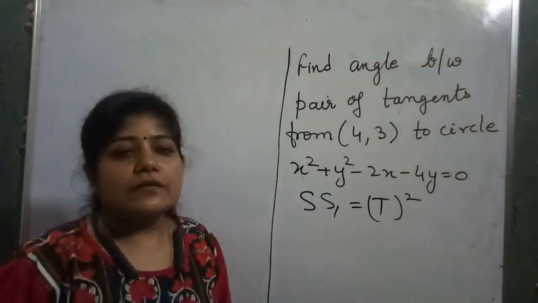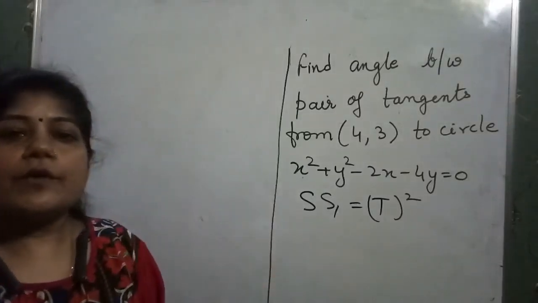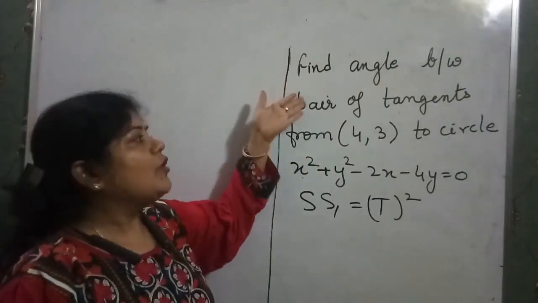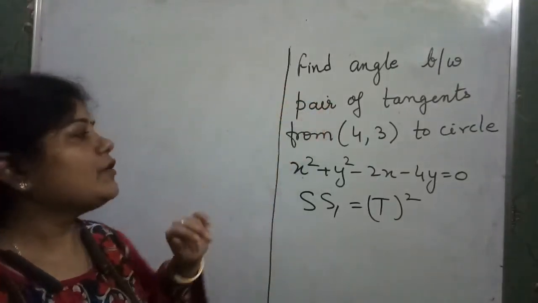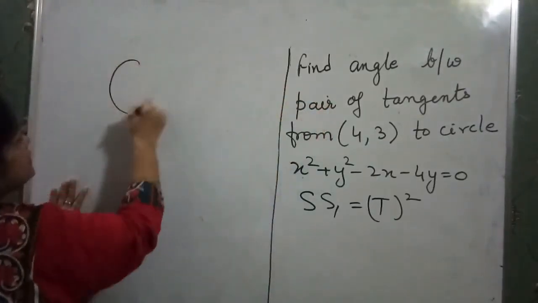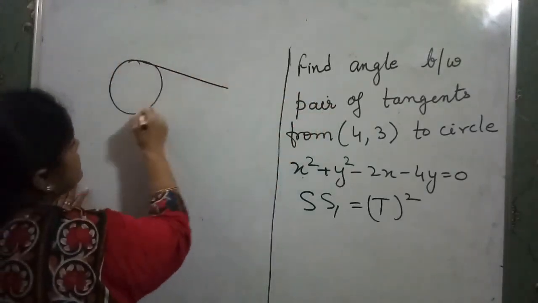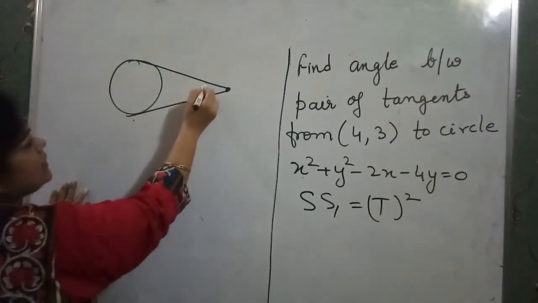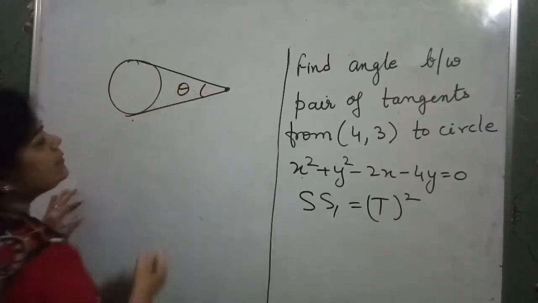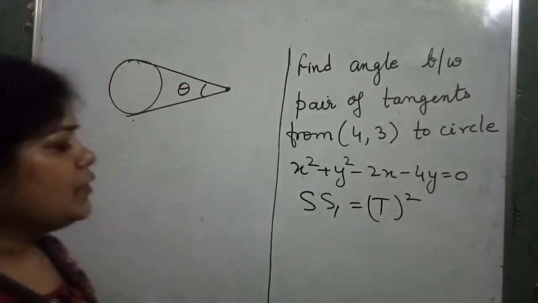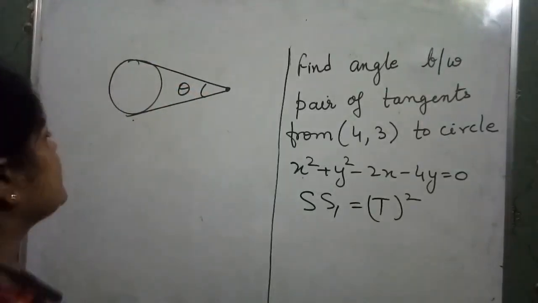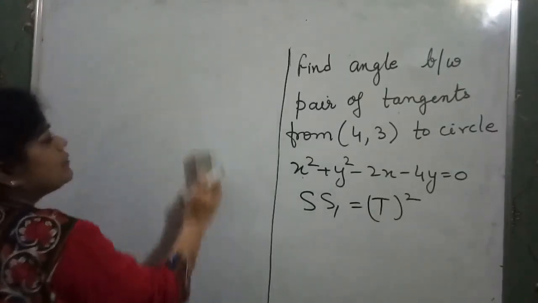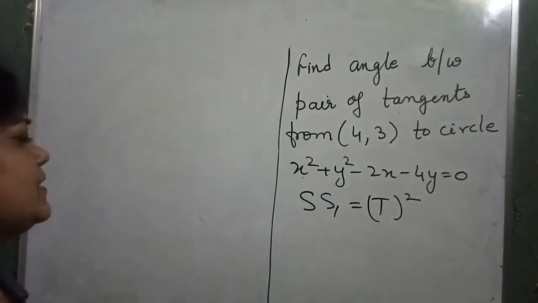As I told you earlier how to find the equation of tangent, now I am going to explain how you will find the angle between a pair of tangents. That means our concept is like this: from this point two tangents are drawn to this circle, and now we have to find the angle between them. For this, firstly find the equation of the pair of tangents, then we go for the angle between the two tangents.